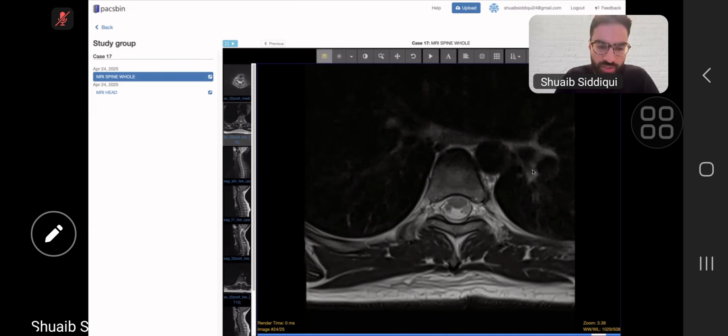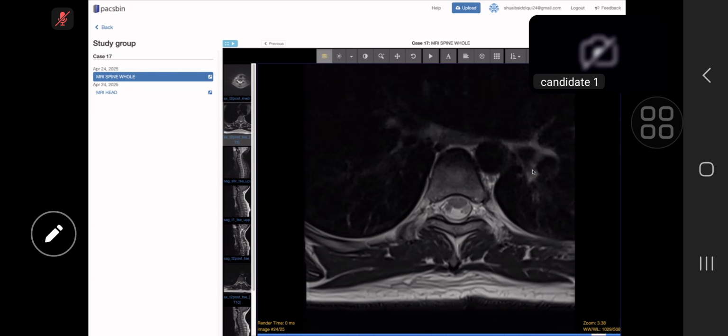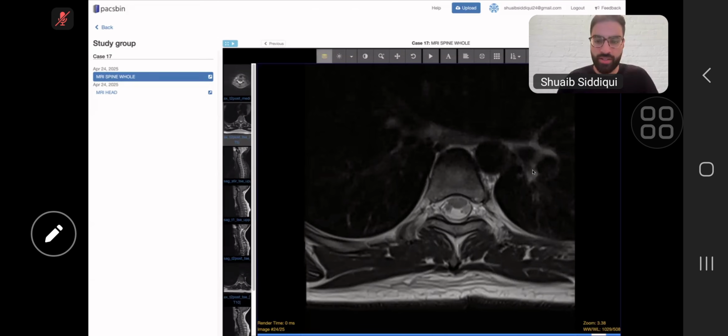Okay, and what's your differential here? Differential could be neuromyelitis optica in this case. And how would you differentiate the two?